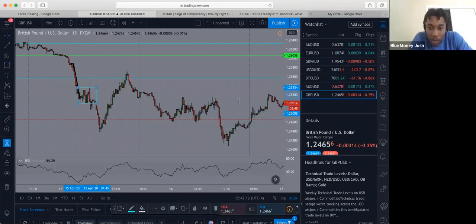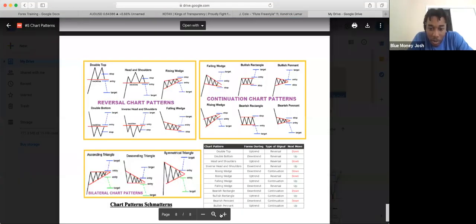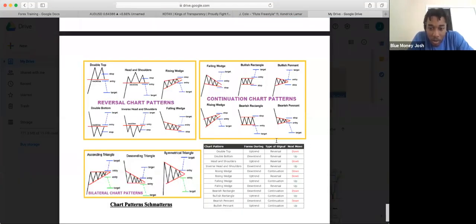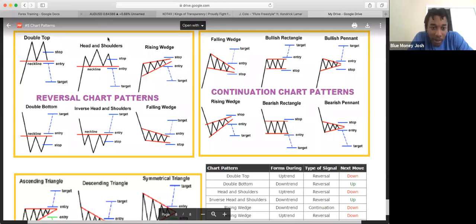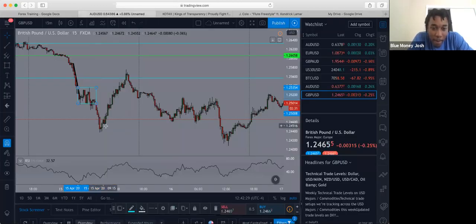So for this one, came down. Let me zoom in a little bit more. Came down, up, down, up, down, up, down. Then it drops. Same exact thing right here. Came down, up, down, up, down, up, down, dropped. Super, super simple.